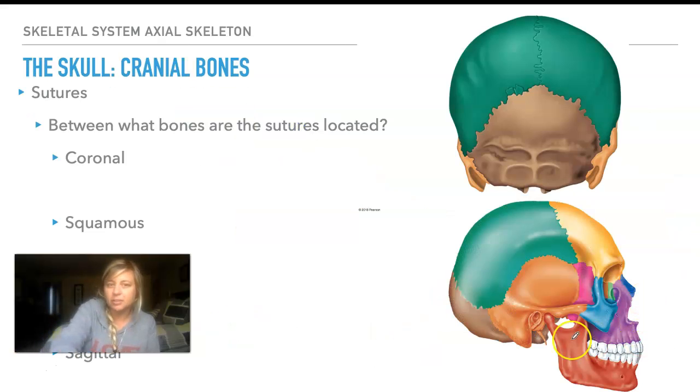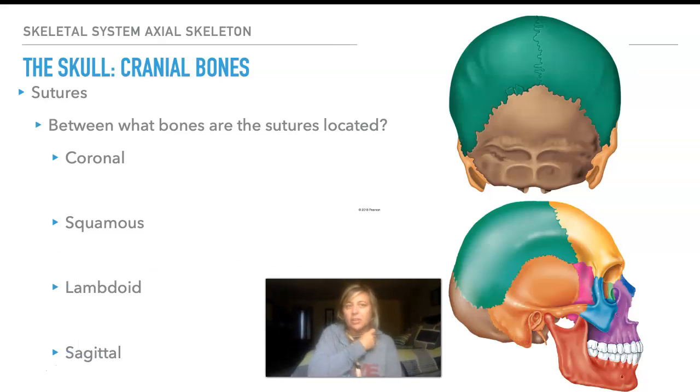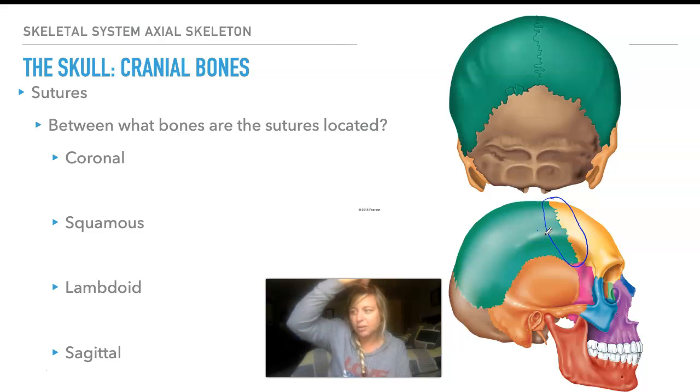Next, we're going to look at the sutures of the skull. Sutures are immovable joints, and they occur between different bones of the skull. The first suture we have is the coronal suture. Corona means like crown or halo. This suture runs between the frontal bone and the parietal bone, from one side of the head all the way across to the other.